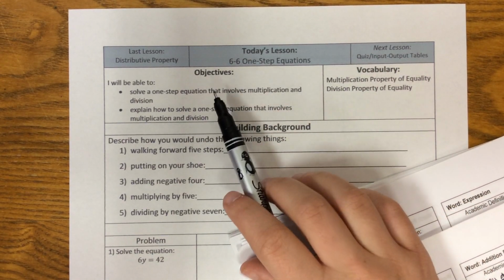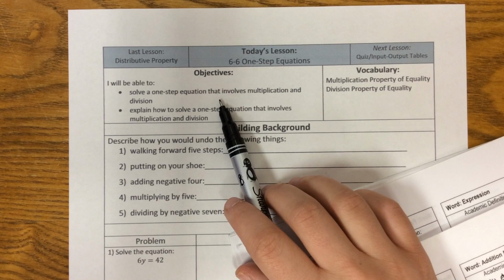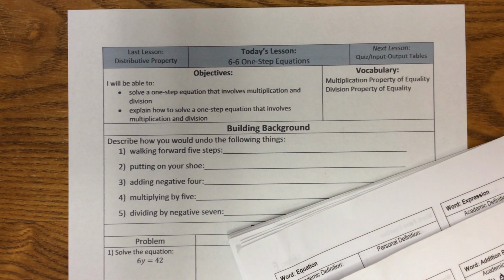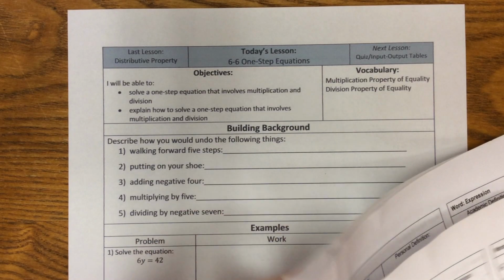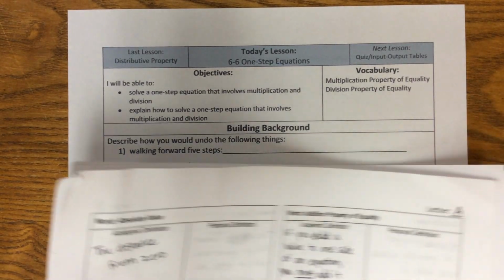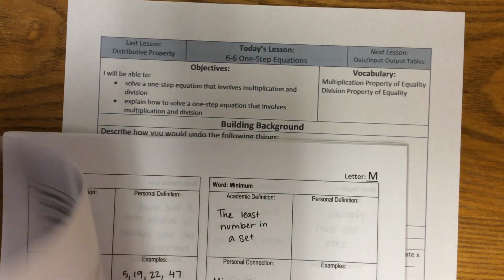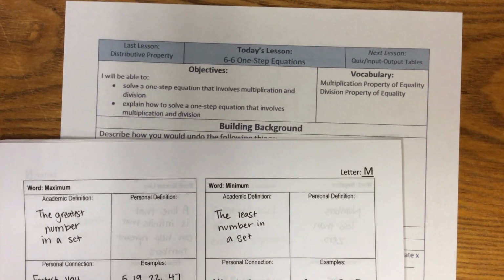Okay, so you'll be able to solve a one-step equation that involves multiplication and division, and explain how to solve a one-step equation that involves multiplication and division. So our vocabulary is multiplication property of equality and division property of equality. So we're going to find m first. So in our on m, I have that as page 11. Okay, and it's halfway down that page.